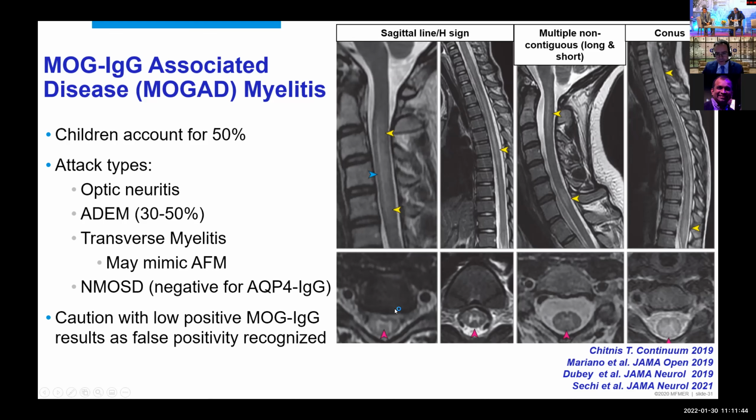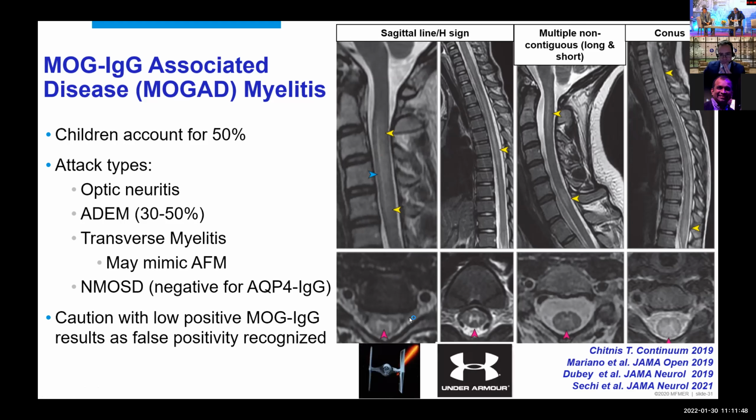And we talked a little bit about the low positive MOG antibodies and the potential for false positivity. And this H sign that we see here, you can think of this as your TIE fighter from Star Wars, or as your Under Armour sign, like we see here. So this H sign is quite useful to look out for. But some patients do have more diffuse T2 signal, and it's hard to distinguish from aquaporin-4. We don't tend to see this H sign as much in the aquaporin-4 cases.